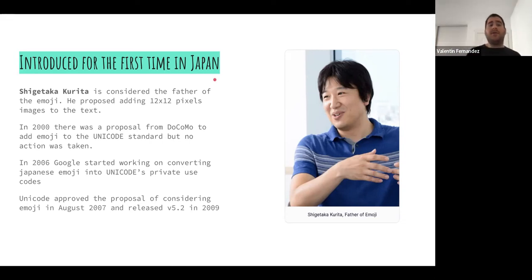So Google started working on adding this set of emojis that were widely used in Japan to the private codes, or the codes that were not assigned to any other character in the Unicode standard. But they faced a lot of issues. It's also not recommended by the Unicode consortium. So Google started working alongside Unicode to make a proposal of considering those emojis in August 2007, and version 5.2 containing all the new emojis was released in 2009.